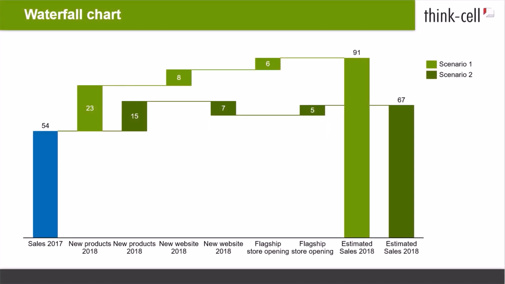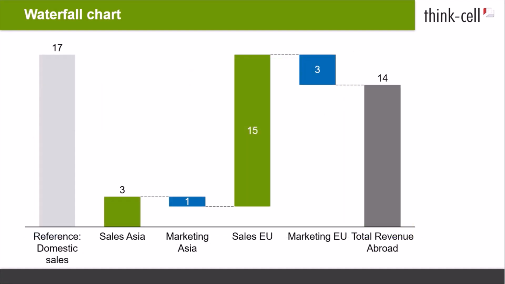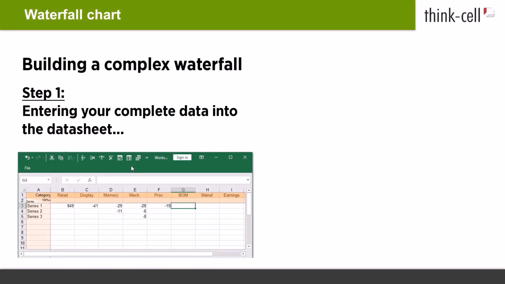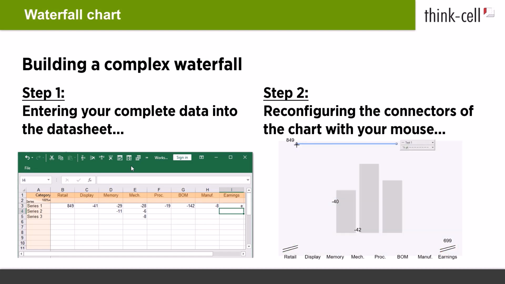If you would like to create more complex waterfalls like these examples, please continue watching to see how this is done. The first step to building a complex waterfall chart is to enter your complete data into the datasheet. When you are finished with this, you further configure the chart and its connectors with your mouse. Let's have a closer look at this.